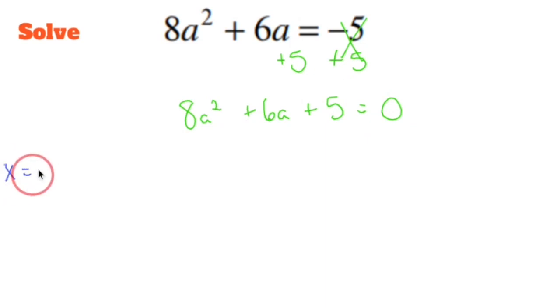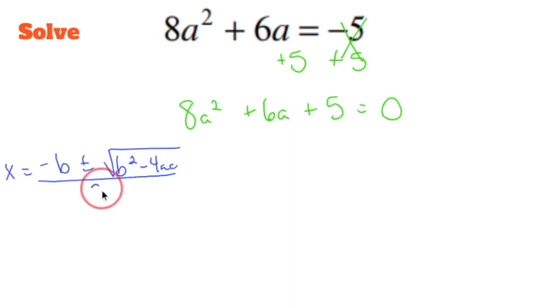x equals negative b plus or minus square root b squared minus 4ac all over 2a. In one of my previous videos, I sing that. If you love a good song, look it up. All right. Let's label a, let's label b, and let's label c, and let's just plug stuff in.